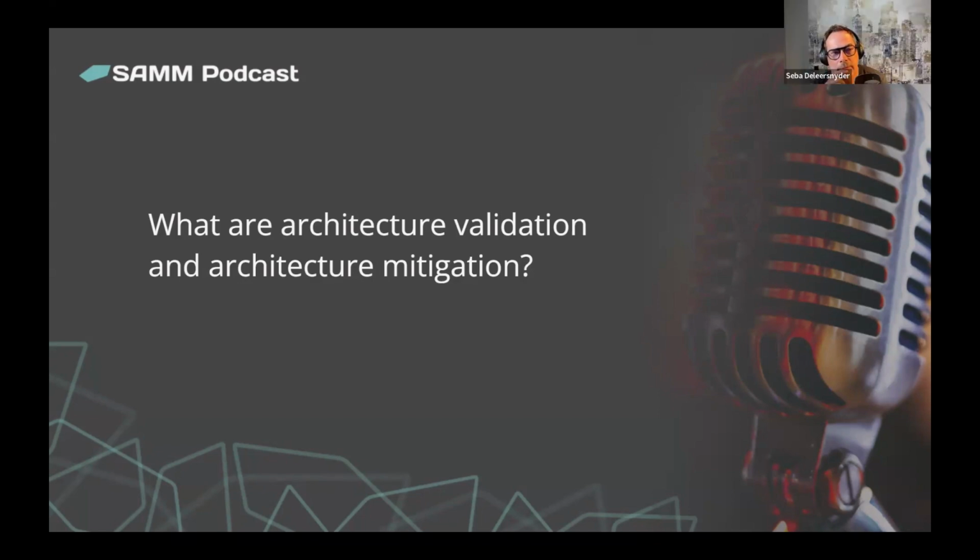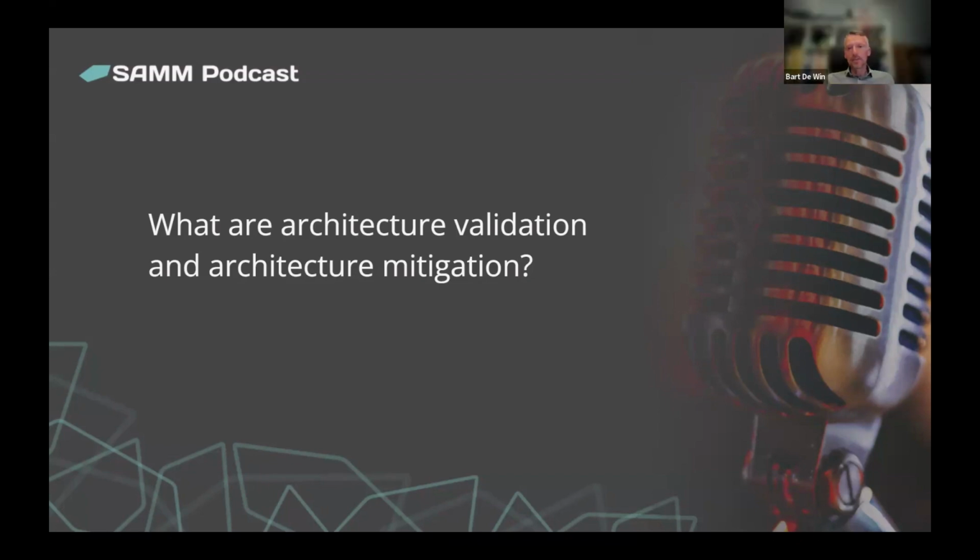Okay, but let's try to make this as practical as possible. Say we're building a simple web shop with integrations with third-party payment providers. Could you walk us through one example of a particular aspect of architecture validation for that web shop, and another example of an architecture mitigation for that specific system?